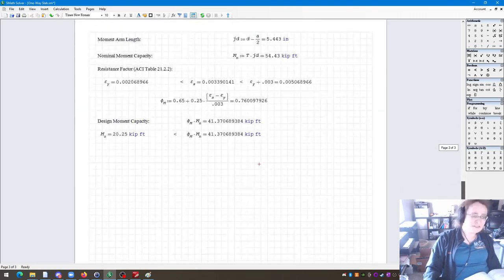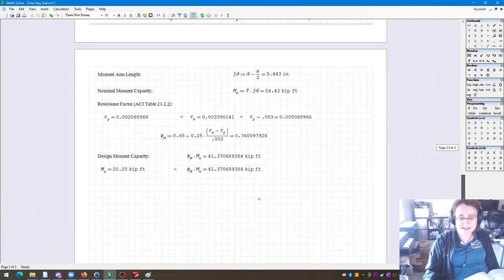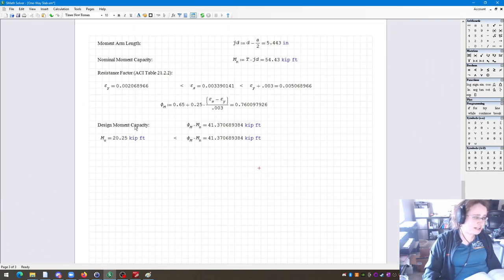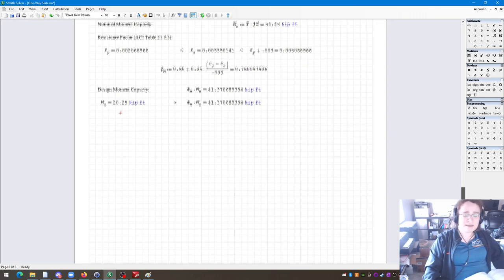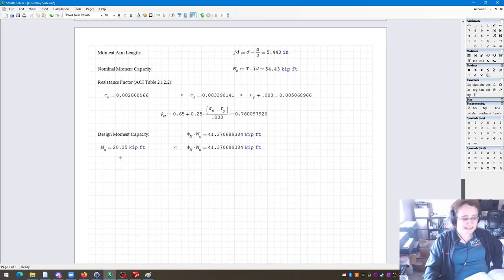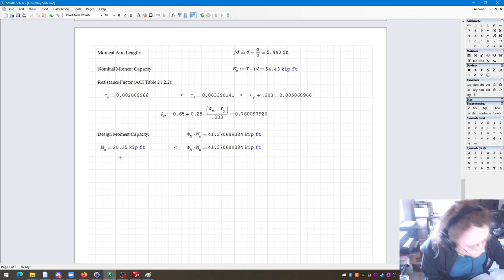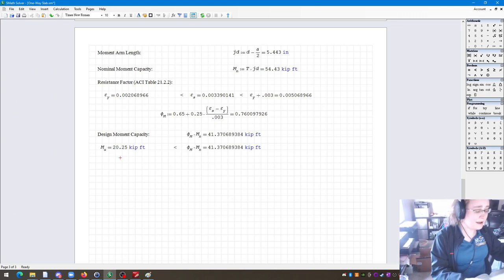typically shear will not control. So I don't typically start adjusting things, at least right away, just based on shear. However, with this moment, this is kind of a clue that I have nearly twice as much moment capacity as I need. So that shows that I can probably get away with much less steel than what I assumed.